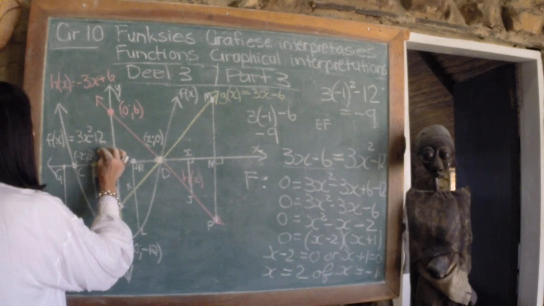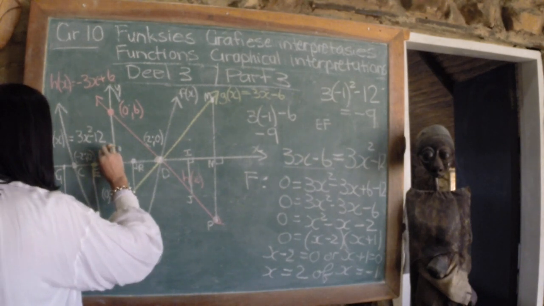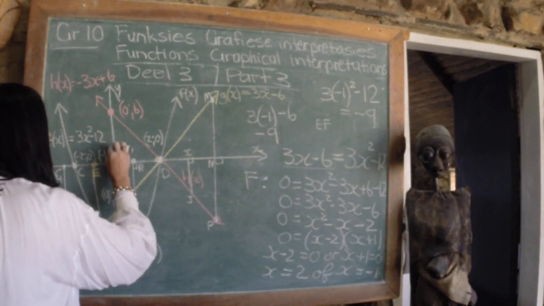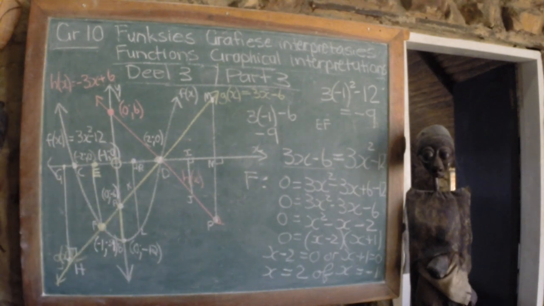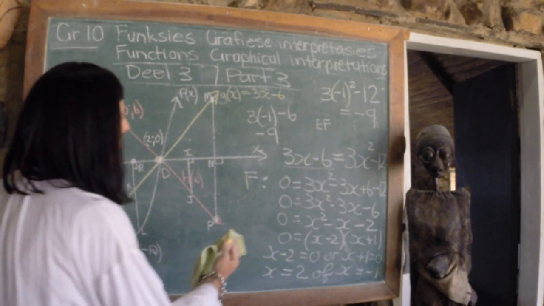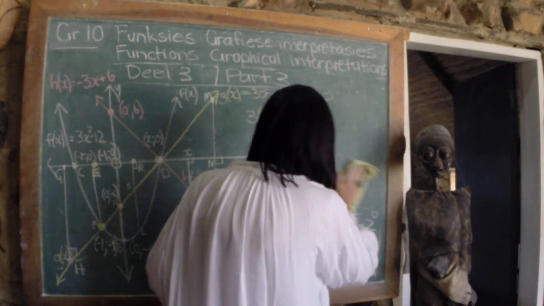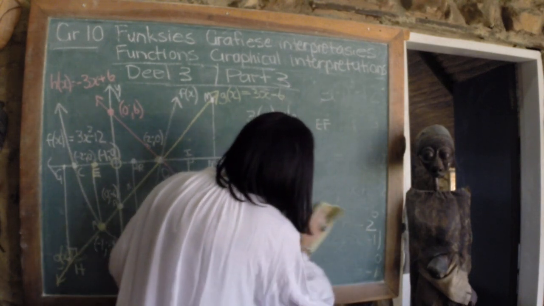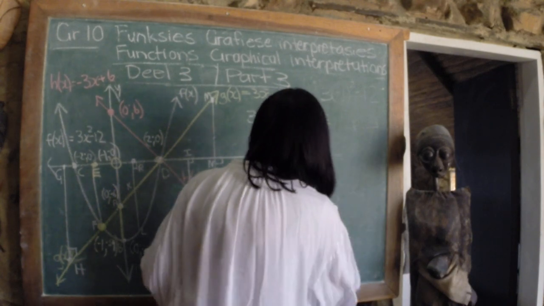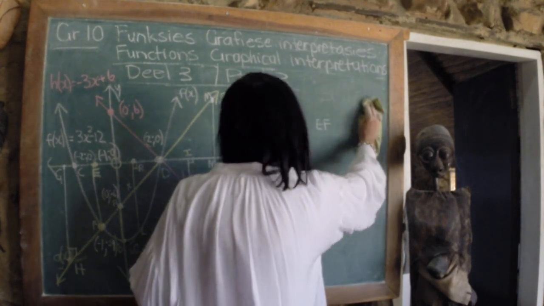The coordinate of the point E is then minus 1, 0. Die lengte van OE is dan 1 eenheid. Lengte van OE is 1 eenheid. The last question is the length, or the last length question is the length of EF.